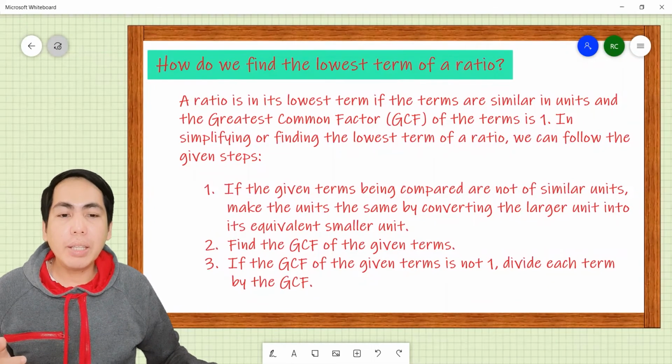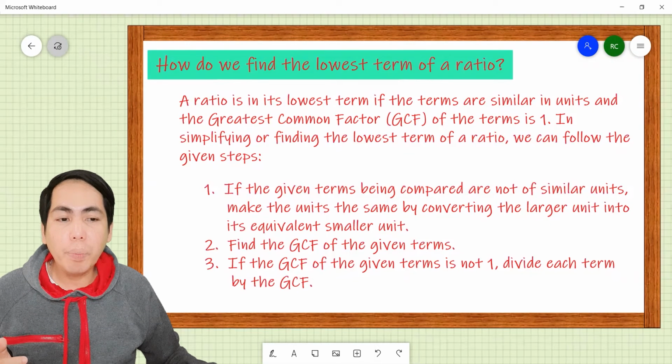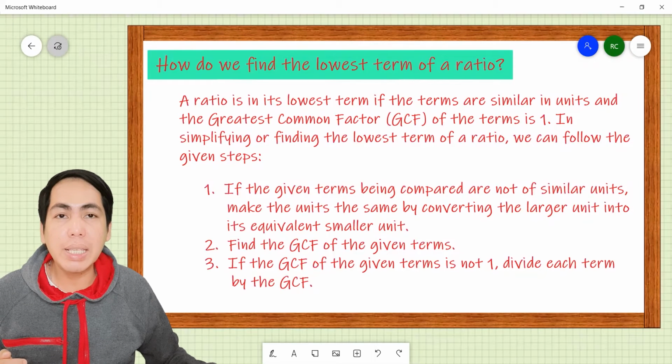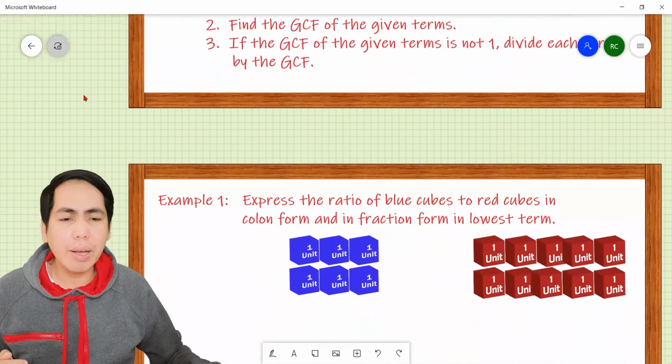First, if the given terms being compared are not of similar units, make the units the same by converting the larger unit into its equivalent smaller unit. Second, find the GCF of the given terms. And third, if the GCF of the given terms is not 1, divide each term by the GCF. So let us have examples.